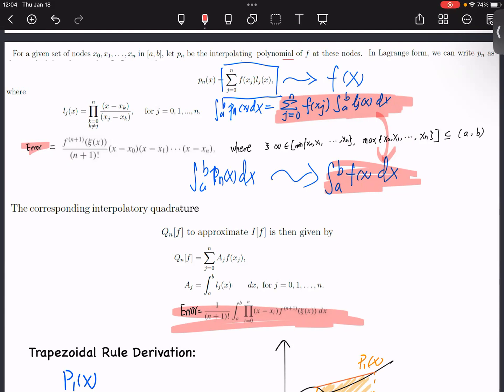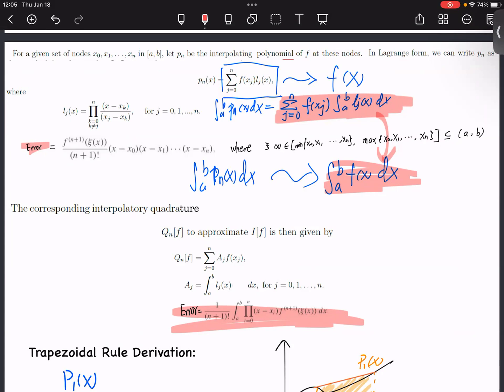Because we are doing the integration, let me just write it down here. The idea is pretty simple. We have f(x), and we are using P_n(x) to approximate it, and then we have the error term. Now we are going to approximate the integral of f(x) dx by doing the integration of P_n(x), where P_n(x) is the Lagrange polynomial here.